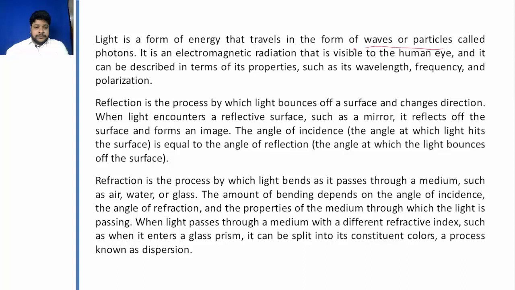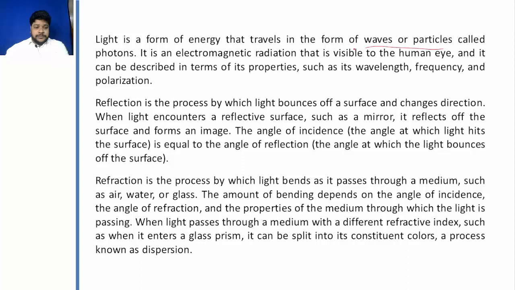It is an electromagnetic radiation that is visible to human eye when we call light. So electromagnetic spectrum is a big range of frequencies starting from gamma rays to radio waves. There is a part of this spectrum for which our eyes are sensitive. That means it is visible to human eye, and it can be described in terms of properties such as wavelength, frequency, and polarization.